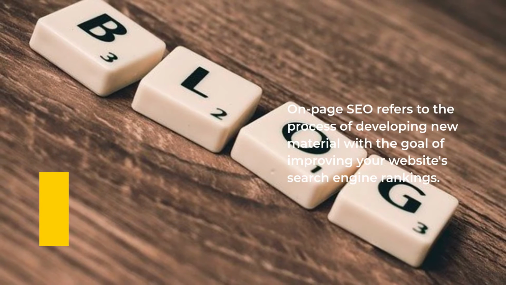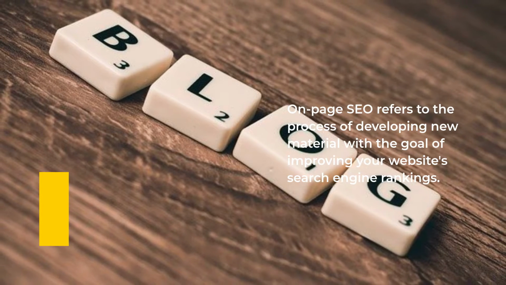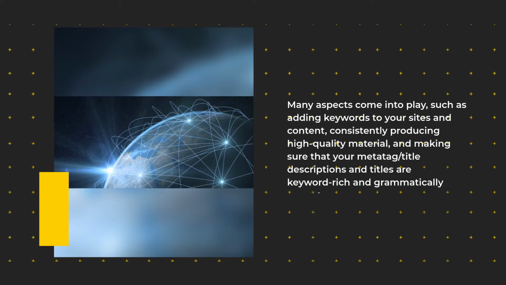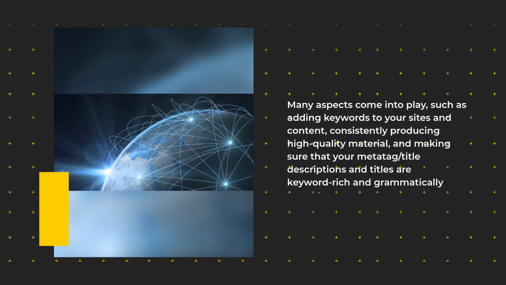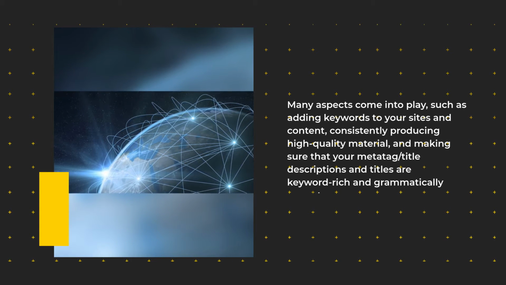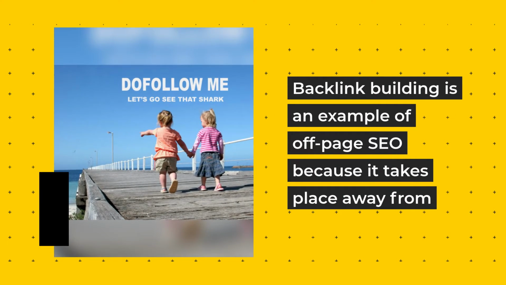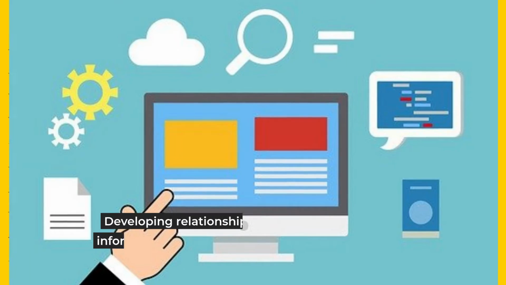On-page SEO refers to the process of developing new material with the goal of improving your website's search engine rankings. Many aspects come into play, such as adding keywords to your sites and content, consistently producing high-quality material, and making sure that your meta tags, descriptions and titles are keyword-rich and grammatically correct. Backlink building is an example of off-page SEO because it takes place away from your website.